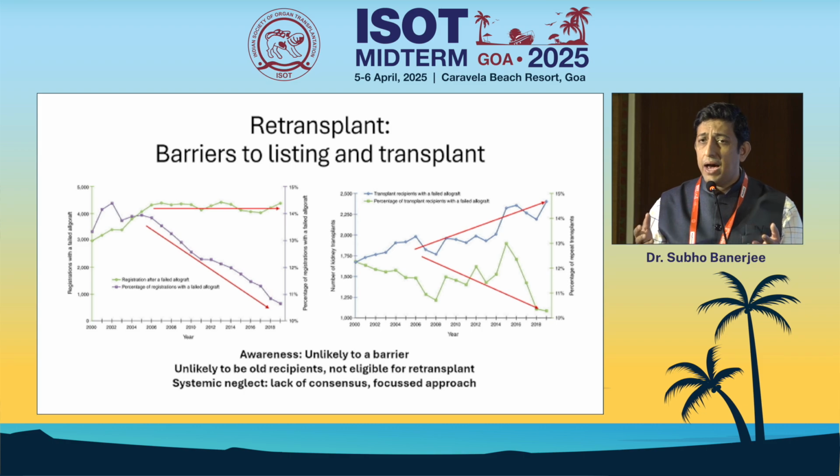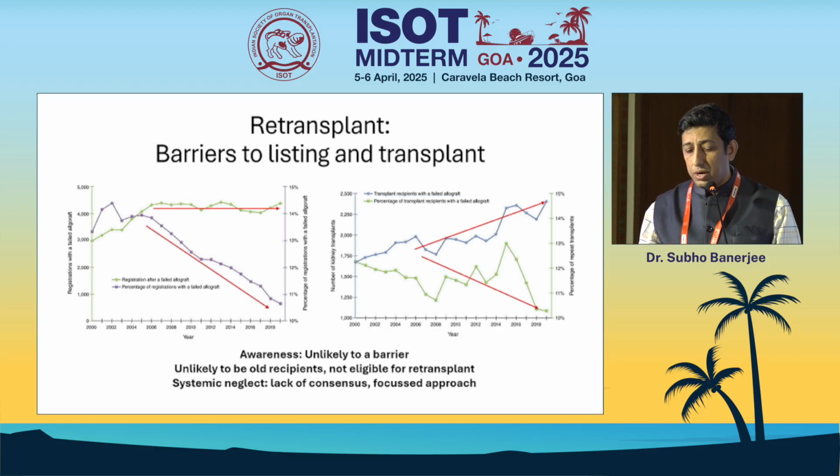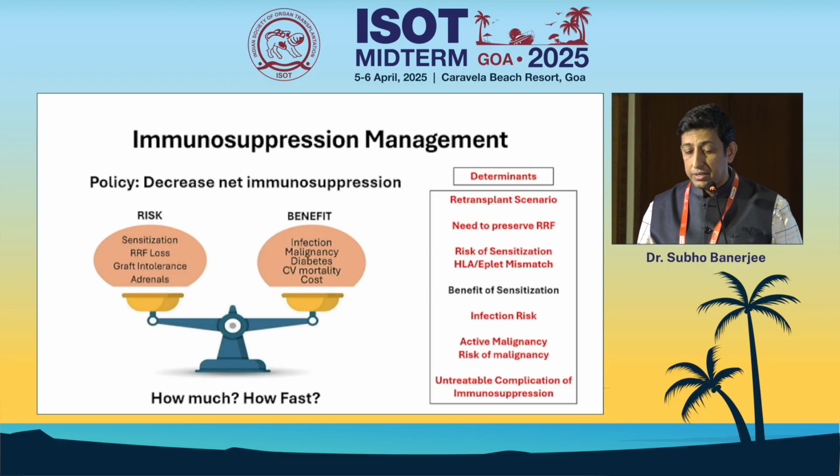So why are these patients who have graft failure not getting kidneys? Because awareness is probably not an issue, because they already know, they are in the system, they know how it works. So it is probably because we as nephrologists are failing in our task to tell them that you need a transplant and you need to go and register.